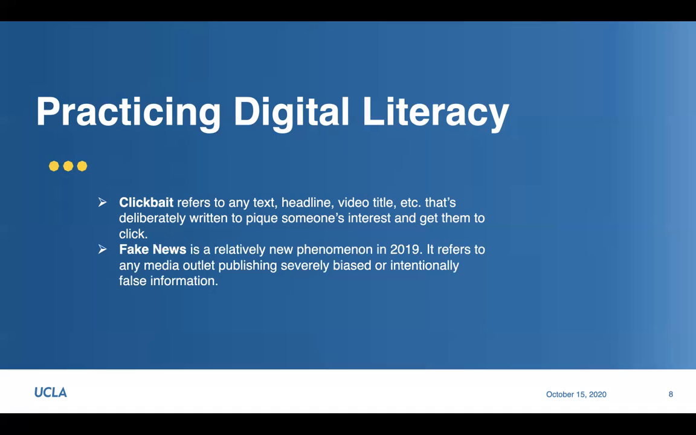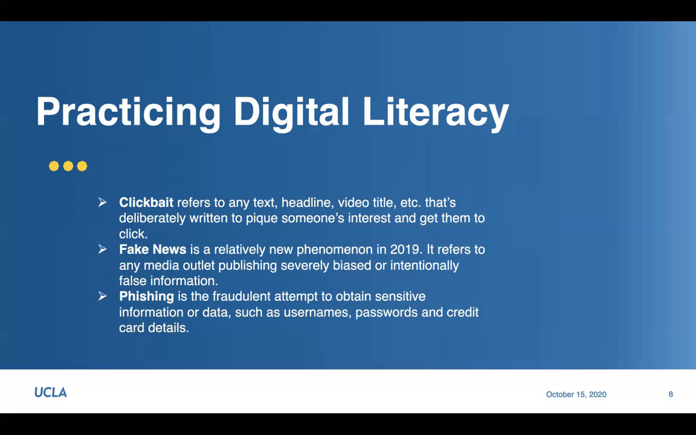So if you see something on Facebook that your Uncle Tom shared, it might not be the best way of getting your news. You want to get it from an actual news source. And even then, sometimes real news sources will do fake news just to get us to go with whatever intention they have. And another one that affects UCLA is phishing.